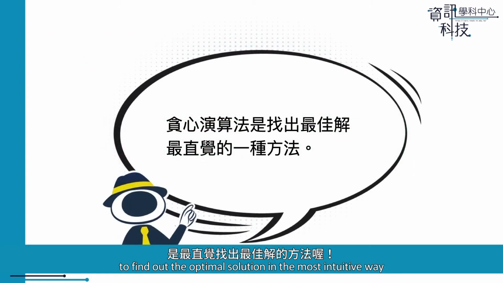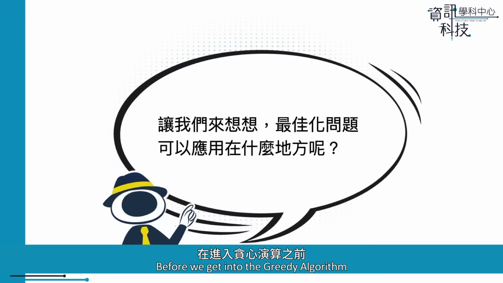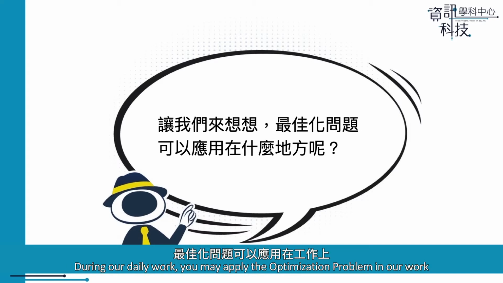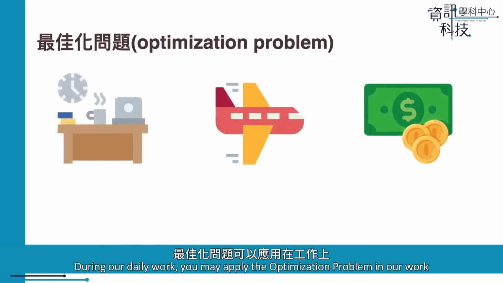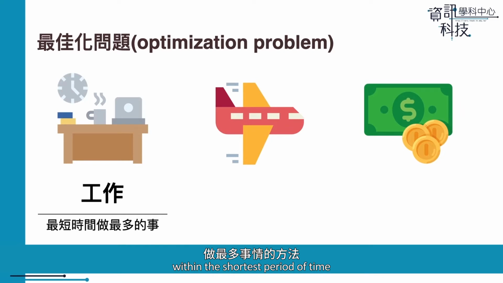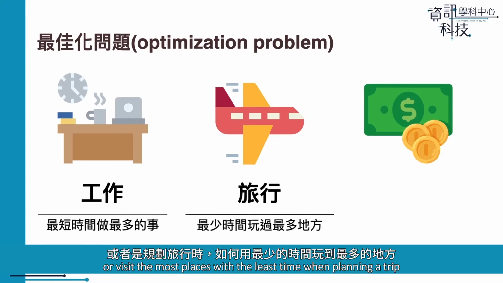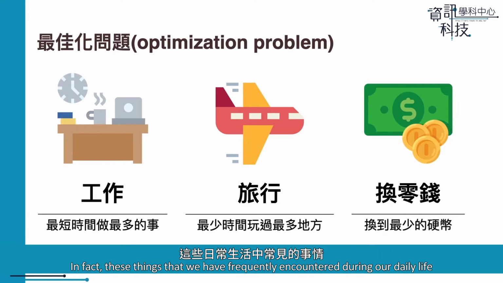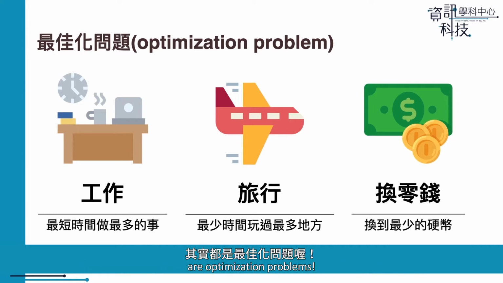Before we get into the greedy algorithm, let us think about what will be the best timing for applying the optimization problem. During our daily work, you may apply optimization to calculate the method that can accomplish the most tasks within the shortest period of time, or visit the most places with the least time when planning a trip, or exchange the least coins when refunding change. In fact, these things that we frequently encounter during our daily life are optimization problems.